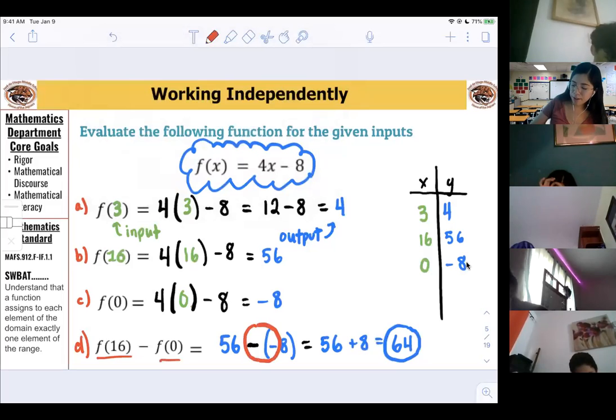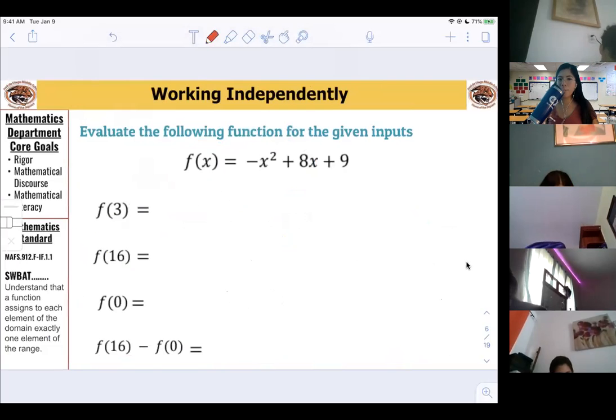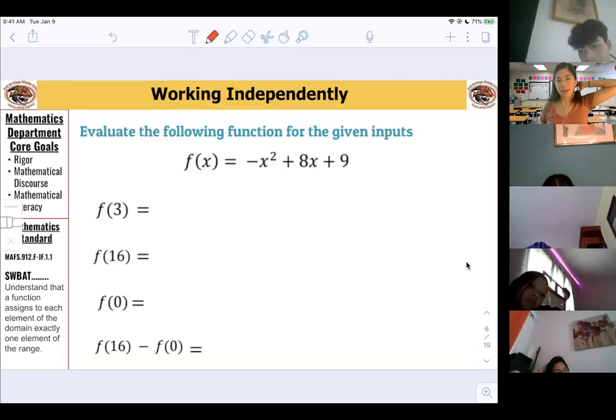Cool. Let's try another one. So this was just one type of function. Let's look at a different one. What is different here? You have that 2 on top of the F. Okay, what's that 2 called? Exponent. And what does the exponent tell you to do?